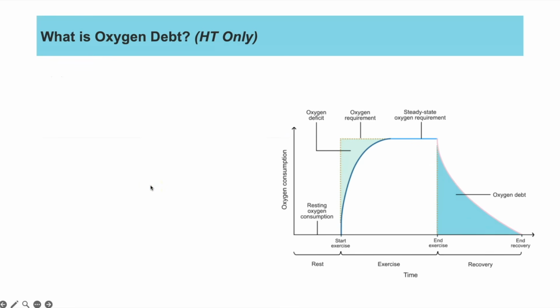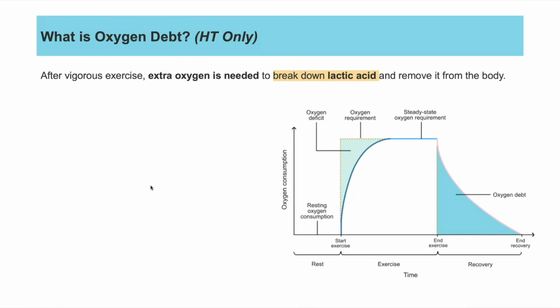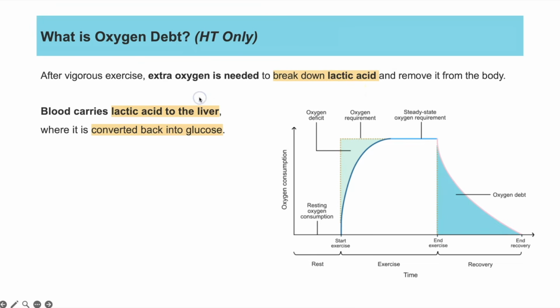This next bit is for higher tier only, and it's going into more detail about the oxygen debt. So after that vigorous exercise where aerobic respiration wasn't able to continue because you didn't have sufficient oxygen being supplied to your cells, you get what's known as an oxygen debt. Extra oxygen needs to be taken in, so gas exchange, where you have the oxygen from the alveoli diffusing into the blood. You need to get more oxygen so that you can break down the lactic acid so it can be removed from the body.